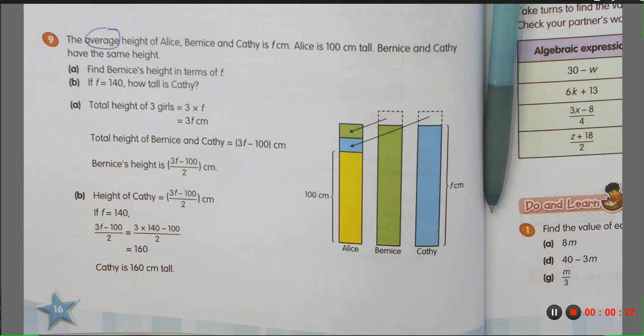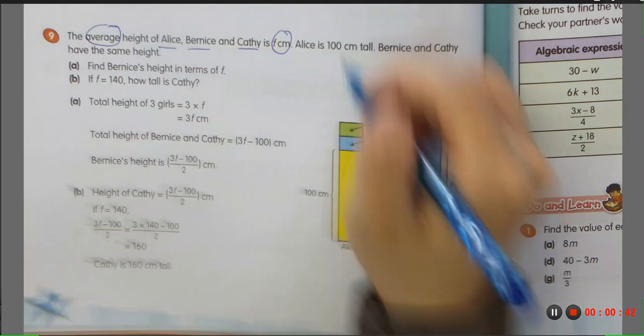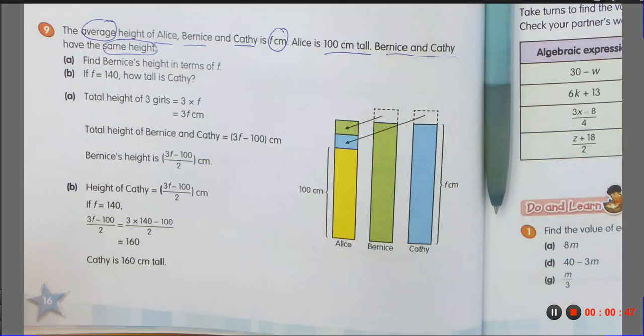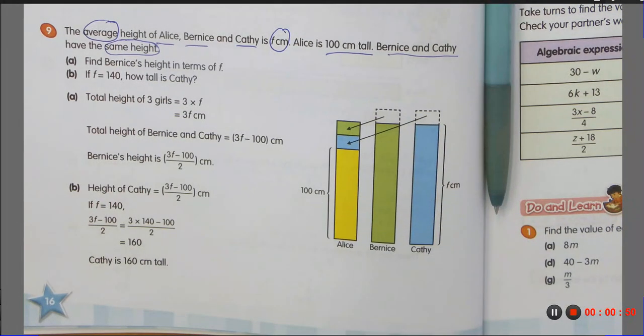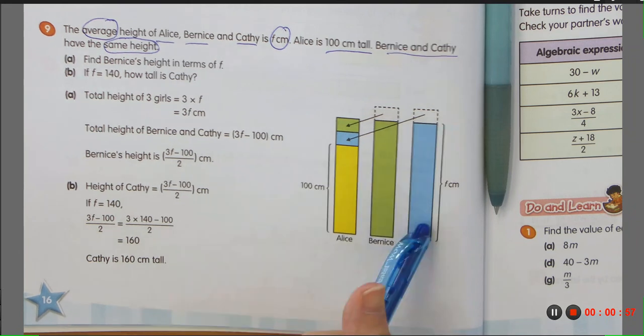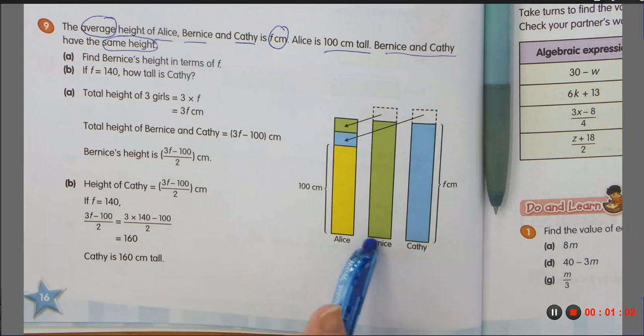Now let's move on to question 11, the next question. The answer is already given here. It says the average height of girls A, B, and C is n centimeters. Alice is 100 centimeters tall, and Bernice and Kathy are the same height. When you look at the models here, you realize the models are not the usual horizontal models.